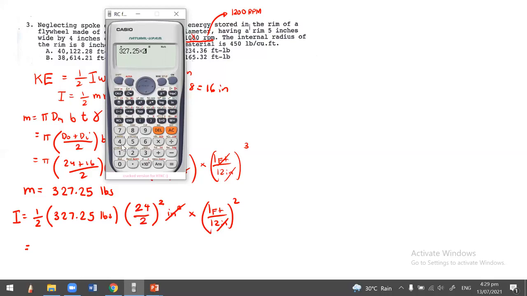327.25 times 24 over 2 squared. So, times 1/2 pa pala. 1/2. Mali. Dapat pa rin tayo times 1/2.